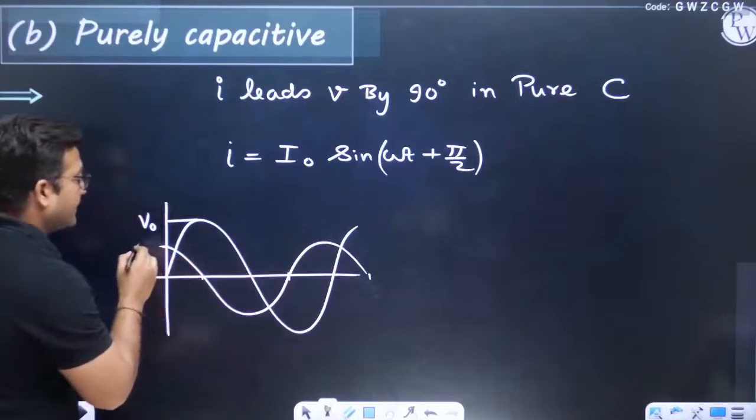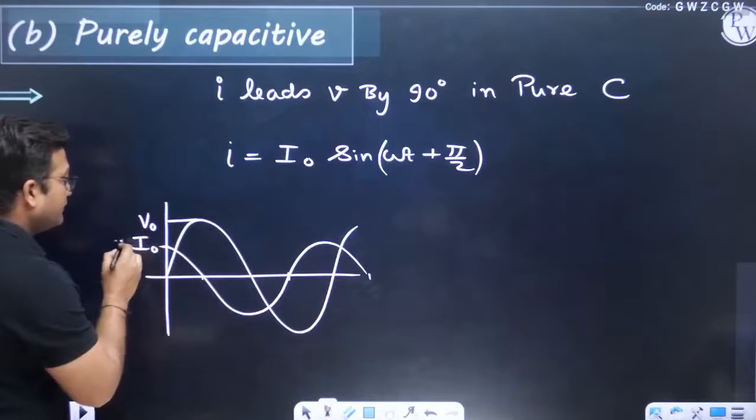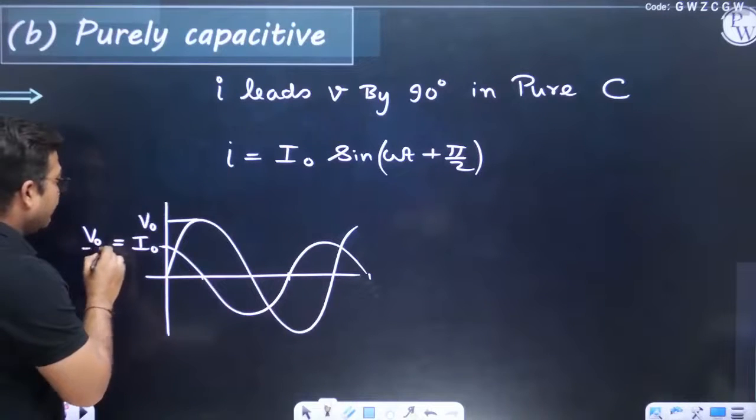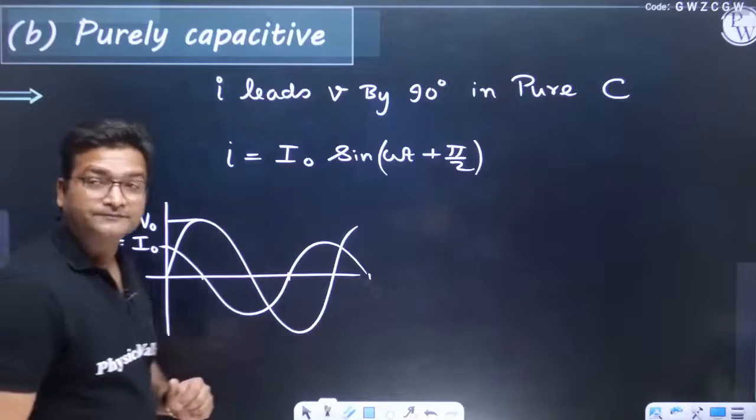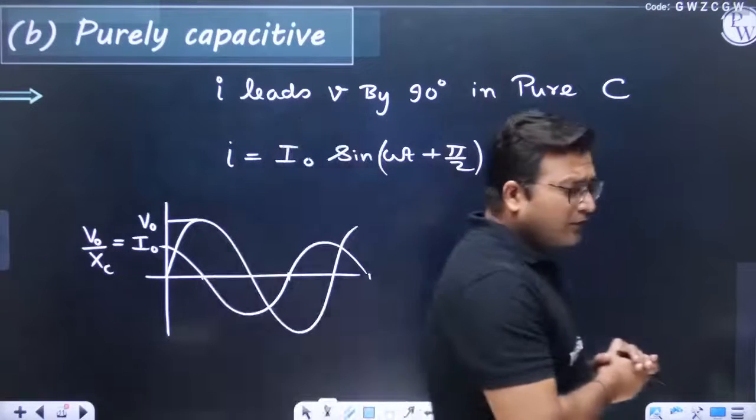And the maximum current is actually I naught, which is equal to V naught divided by the capacitive reactance. Always remember this point. Okay. So this is about the waveform.